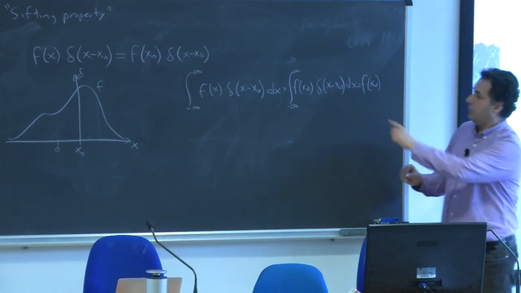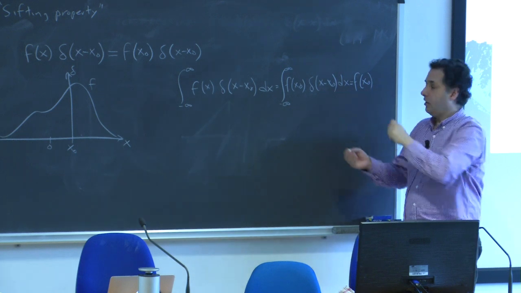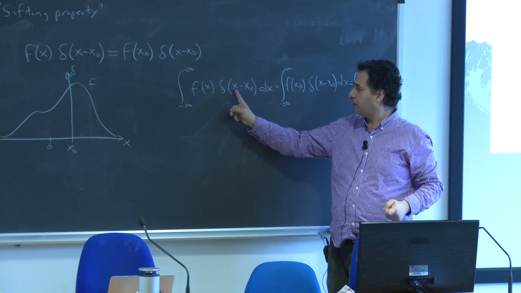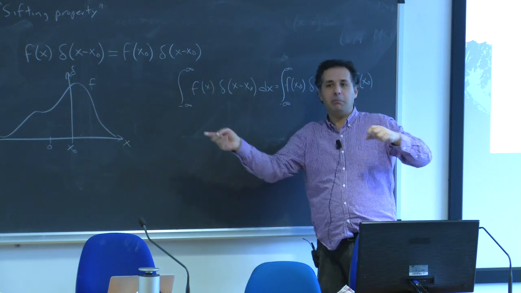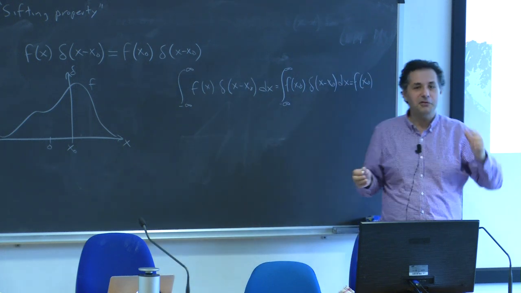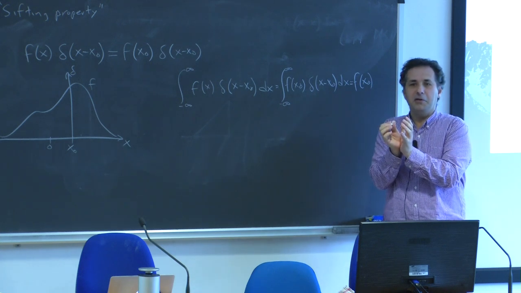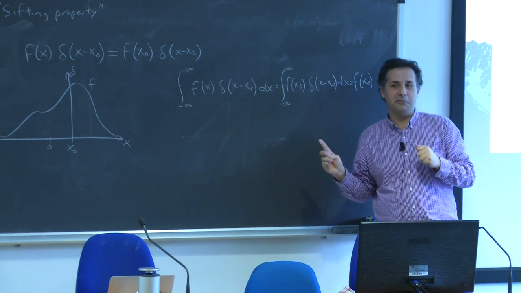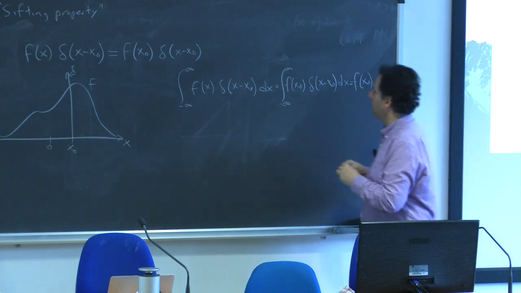So whenever I have an integral like this, if I have a delta of x minus something, I just look for all the x's everywhere, replace them by the something, and remove the integral. So delta functions are great news when you're doing a long derivation. If you have integrals, it's great because it's one less integral you have to solve. You just remove the integral. It's very good.